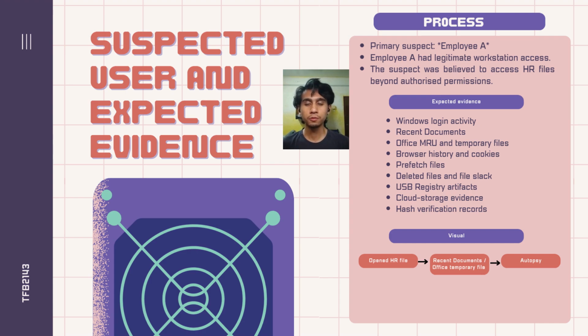Looking at the visual workflow at the bottom, when the suspect opened an HR file, artifacts were automatically generated in the recent documents and the Office temporary files. We were then able to locate and analyze these entries using the Autopsy software to trace the unauthorized activity.